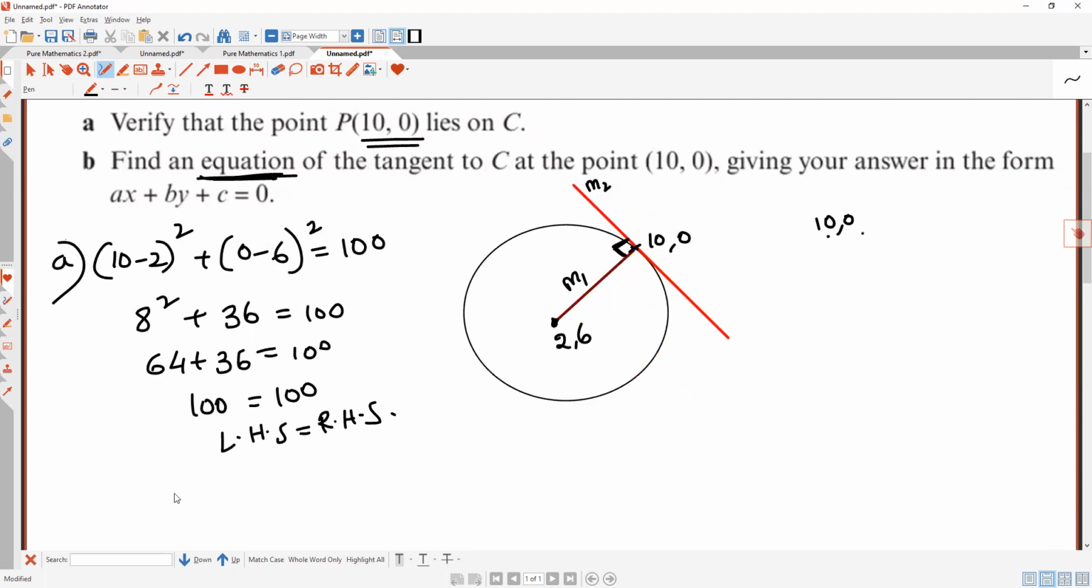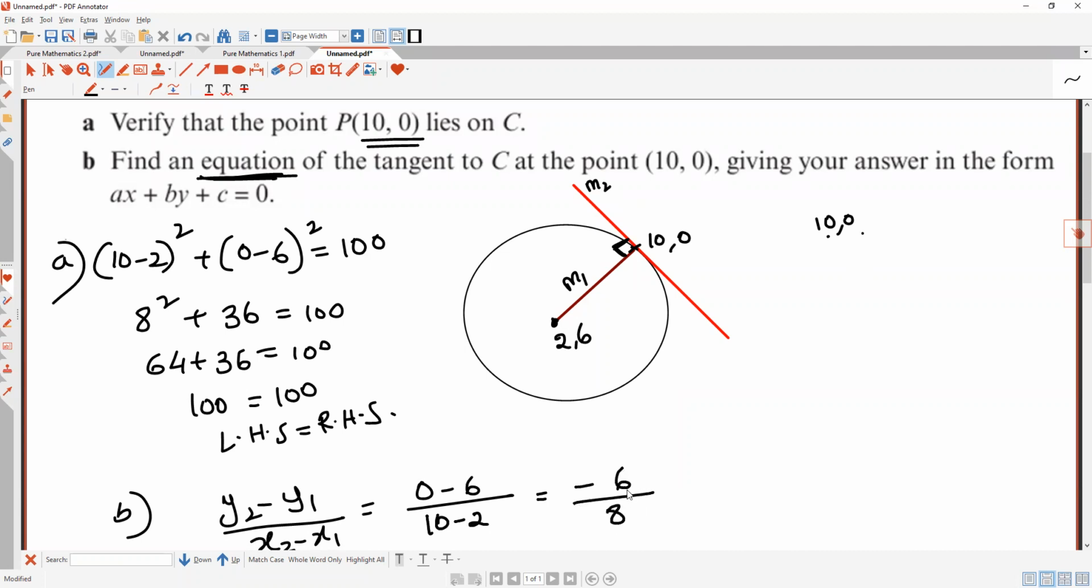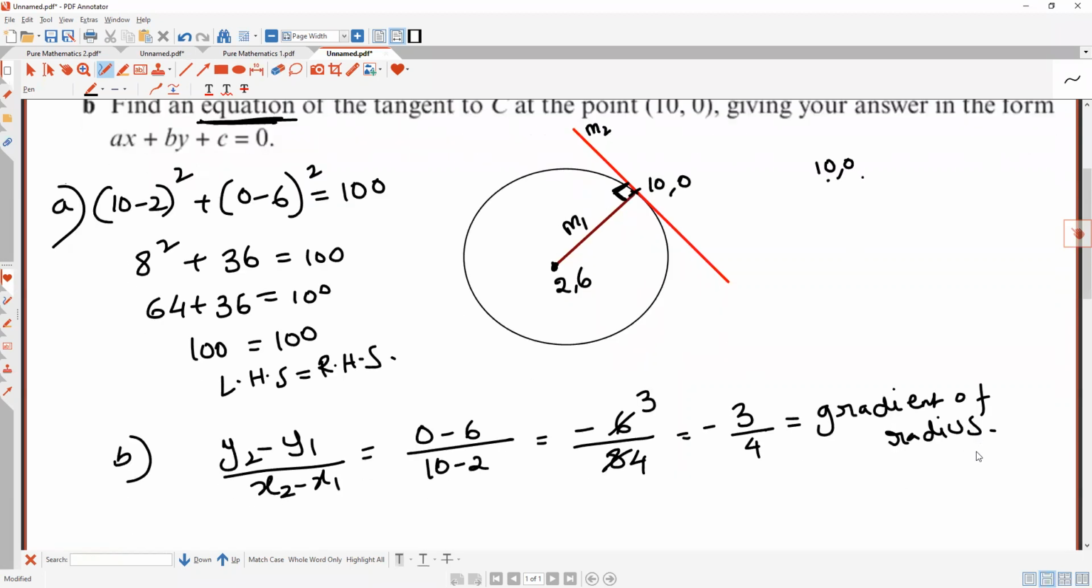How will I find the gradient? Can I do y2 minus y1 divided by x2 minus x1? So what is it? 0 minus 6 divided by 10 minus 2. So minus 6 divided by 8. 3 times 2 is 6, 4 times 2 is 8. So minus 3 by 4. Is it clear? This is the gradient of the radius. Now once I have the radius gradient, I can find the gradient of the red line, the tangent line.